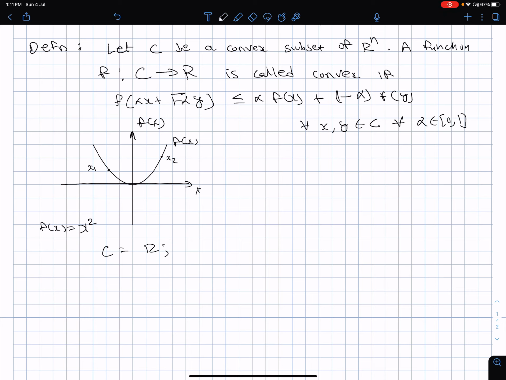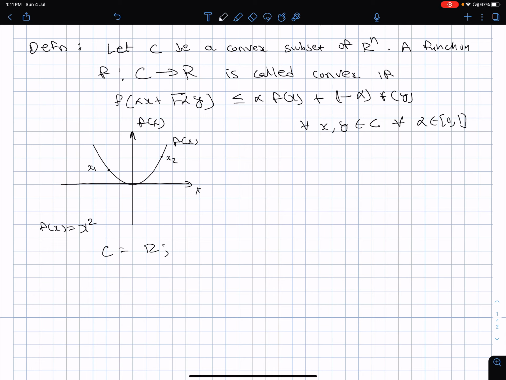Complete Rn is also a convex set, because if you take any 2 points on a real line and connect a line segment, that line segment is also a real number only, so it belongs to that same set. Or if I take any 2 points in Rn and join them, whatever points are on the line segment are again in Rn. So Rn is by definition a convex set.